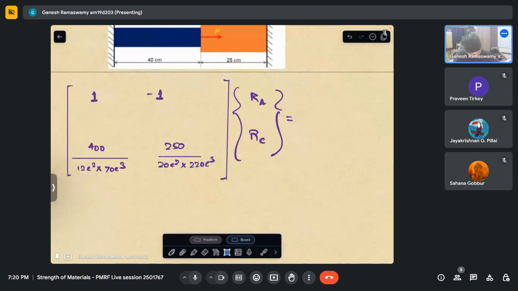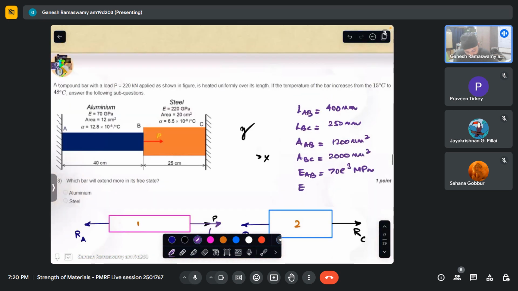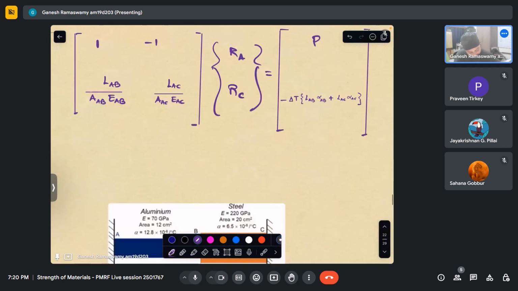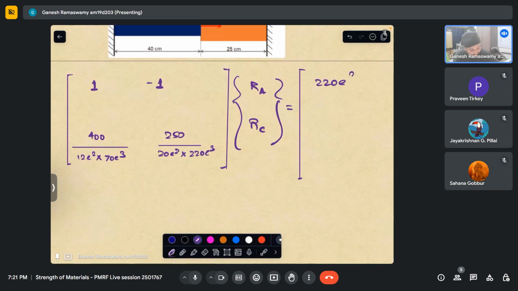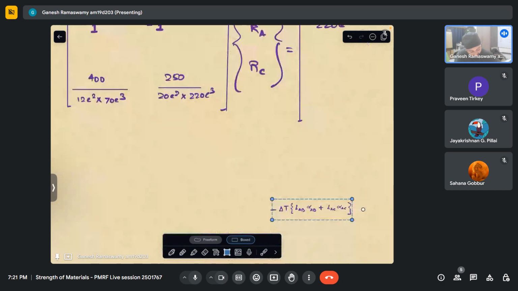That gives me P. What is P given in the question? P is given to be 220 kilonewton, so I'll just substitute for that. This is 220 kilonewton, so I'm converting that into Newton. And then I have this big expression. Delta T is given to be going from 15 to 48, so 48 minus 15 comes to 33 degrees.